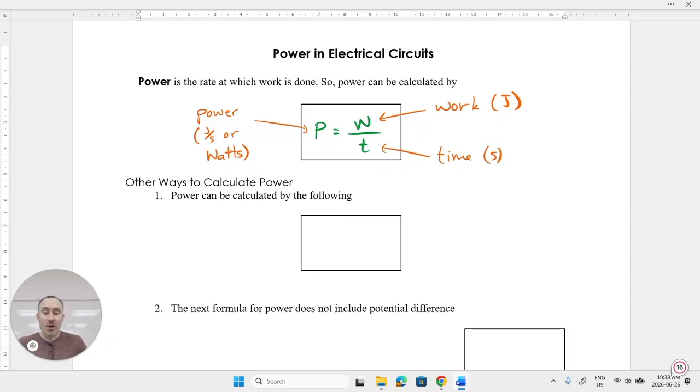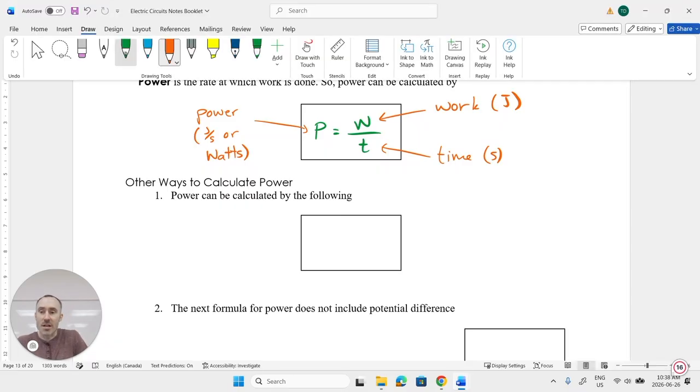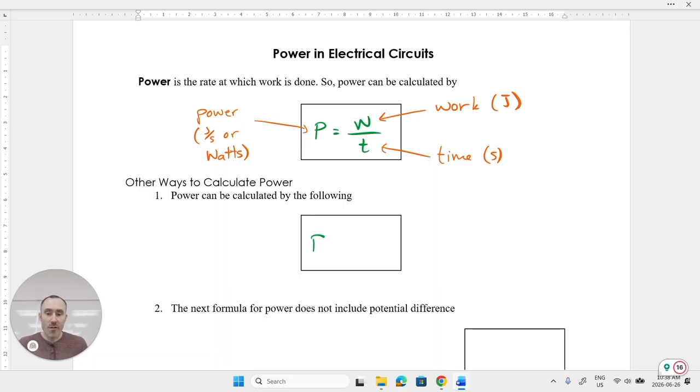So the one we're going to start off with is P equals IV. Now, I'm not going to derive that for you from scratch, but we are going to do a unit analysis that hopefully is going to give you some confidence that that's true. So let's think about I times V. So current is measured in amps, right? And voltage is measured in, what is it again?